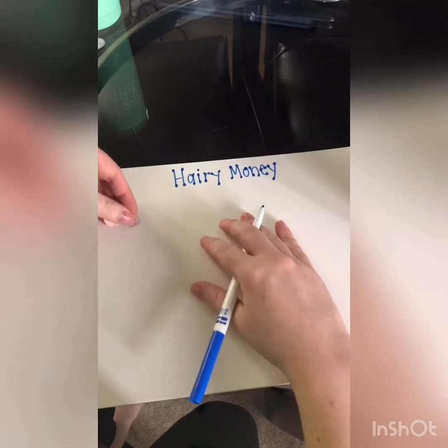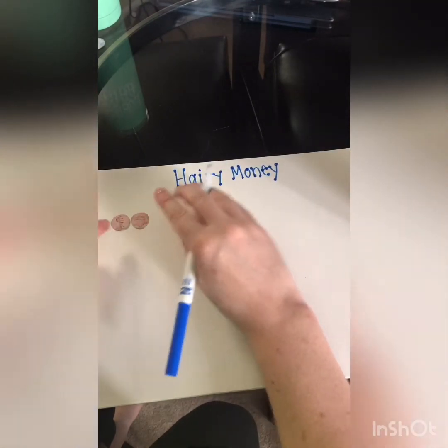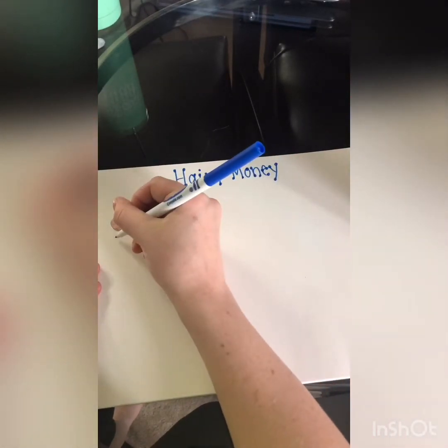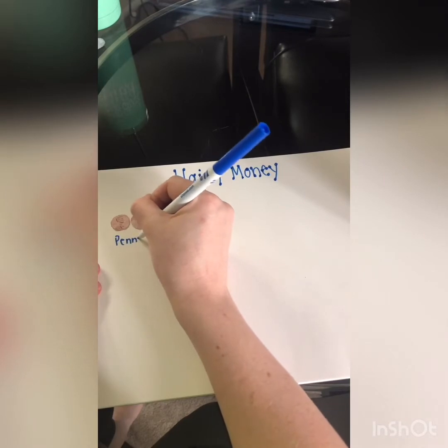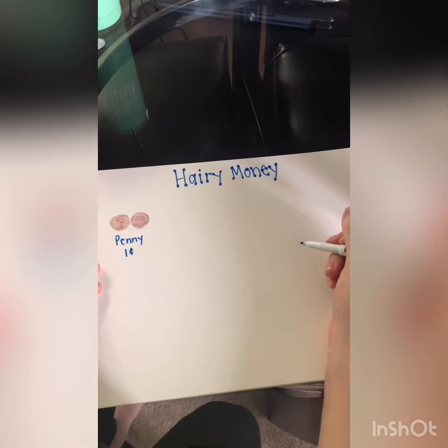Let's start with this one here. Here's the front of this coin, and here's the back of this coin. Now, what is this coin called? It's called a penny. And a penny is worth 1 cent.